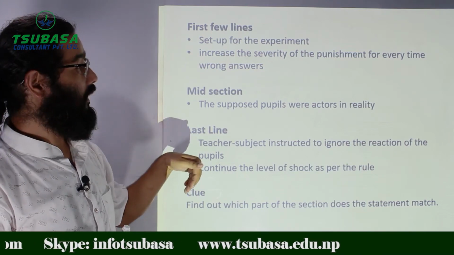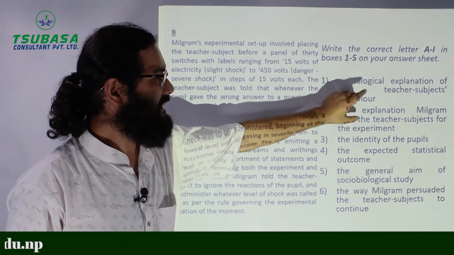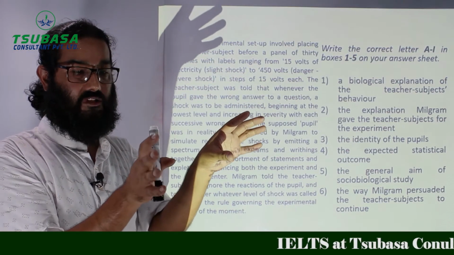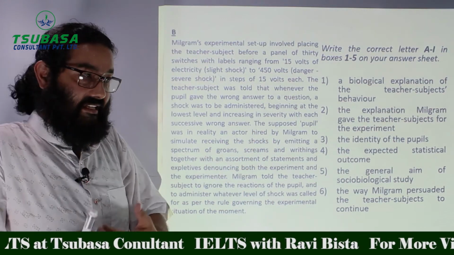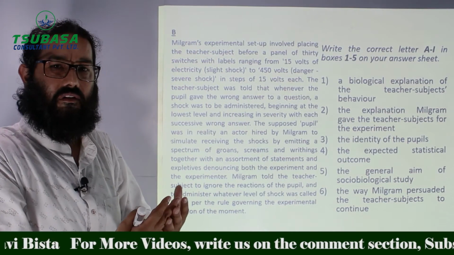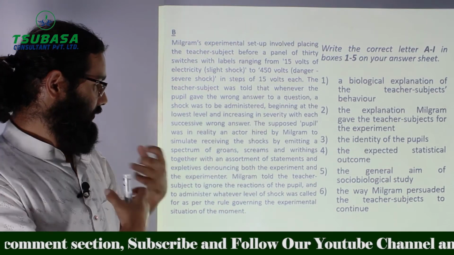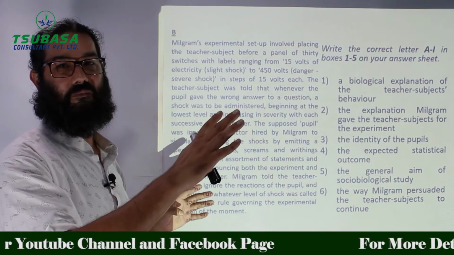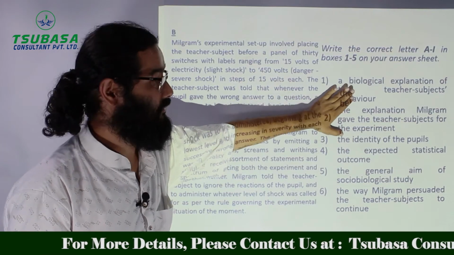Now let's move to the earlier passage. So now, what is the answer? Does it talk about anything about biological explanation? It does not talk about it anywhere. It talks about the setup, and it tells us who those subjects were: they were actually real actors. And at the end it says, even if they scream or groan, and the actors express negative statements or grievances, Milgram tells the teacher, hey man, you gotta continue. Just ignore them. Now let's see where it falls. So it's nothing about biological explanation, so this cannot be an answer.